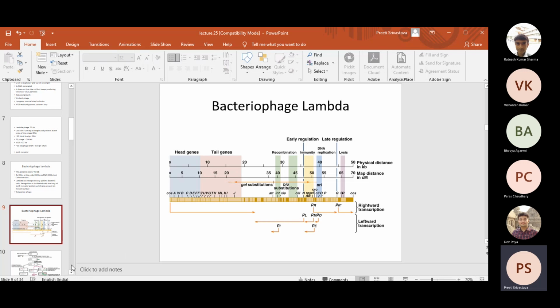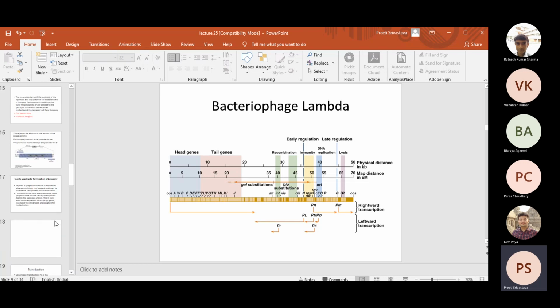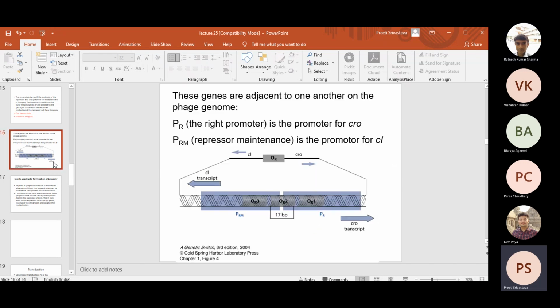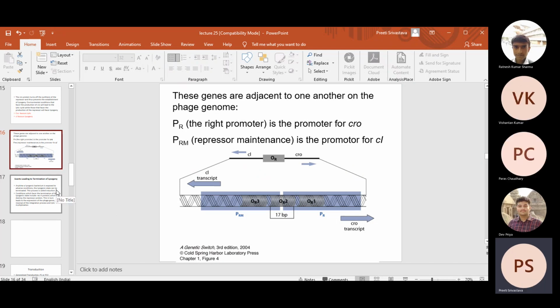So there is a genetic switch which decides which cycle is to be switched on. So at the molecular level, these are regulated by proteins. As I told you, CRO protein favors lysis, the lytic cycle, and C1 favors lysogeny. But how exactly is this switch controlled? For that we need to understand the structure of the promoter and what operators are. So I thought I will discuss this genetic switch when I have taught you transcription.